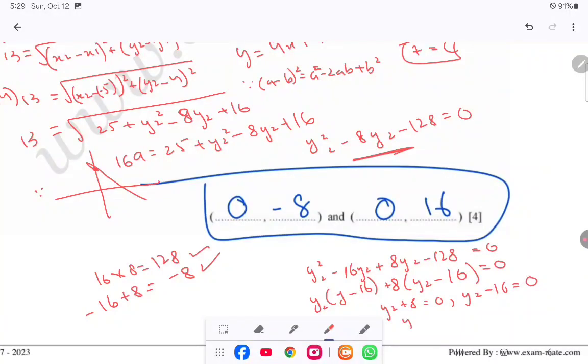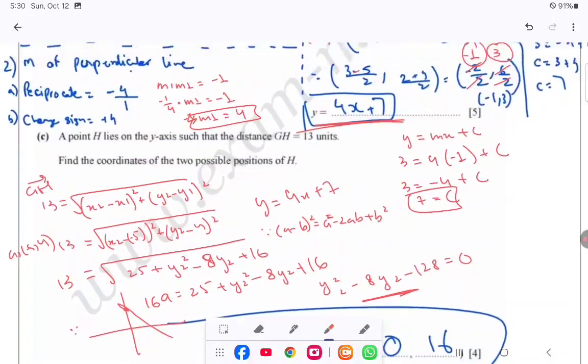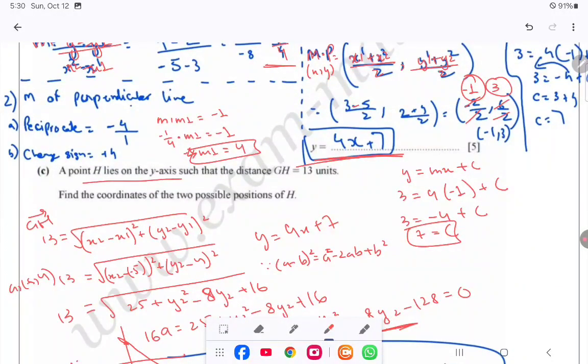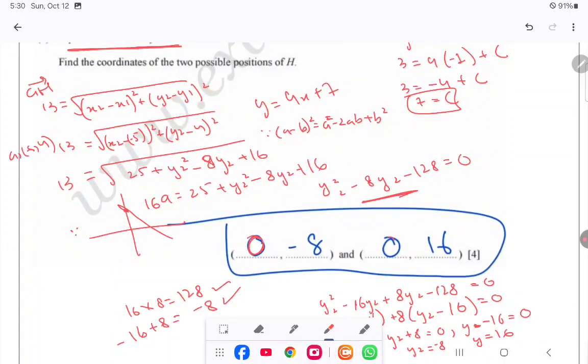This is the first value of y. Subtract both sides with negative of 8, so add both sides 16. So first value is negative of 8, and second value is 16. And since the question says that the h lies on the y-axis, the x will remain 0 on both points. So here x is 0, here x is 0. When we calculated the y value it is negative of 8, and when we calculated it, 16. So these are our two possible answers of h.